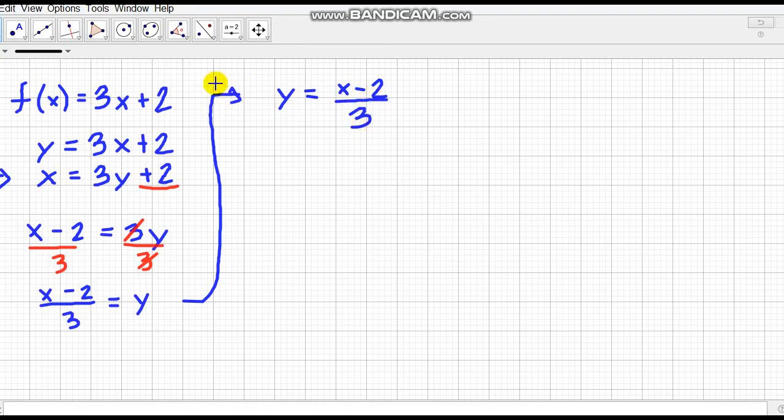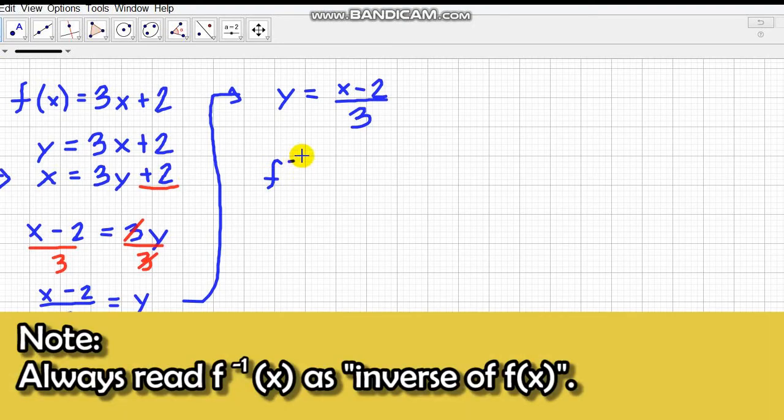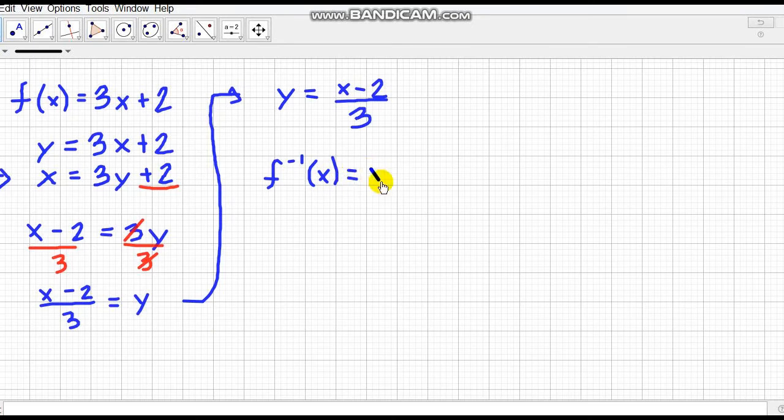Since we're able to solve for the value of y now, let's replace y with inverse f of x. So this now becomes f raised to the negative 1 of x is equal to x minus 2 all over 3. Therefore, the inverse of f of x equals 3x plus 2 is inverse f of x is equal to x minus 2 all over 3. That's how we obtain the inverse of a function.